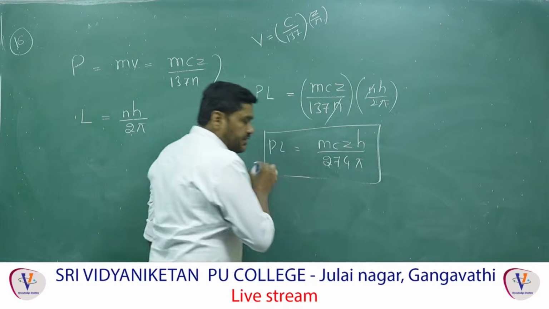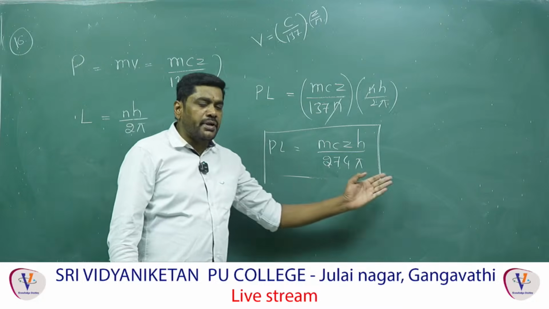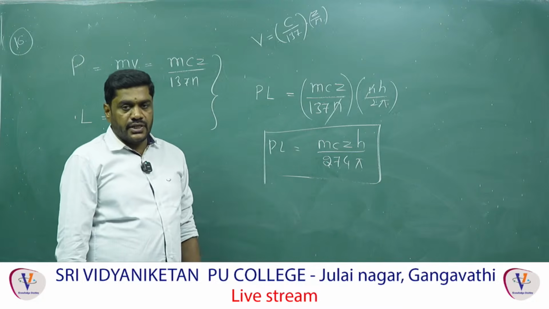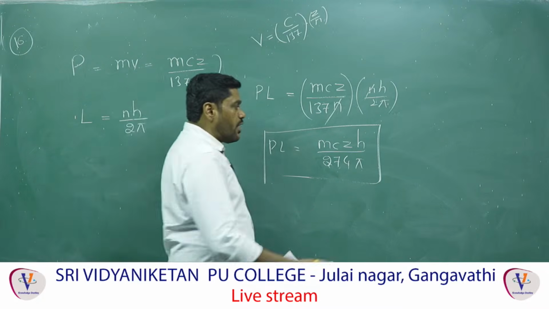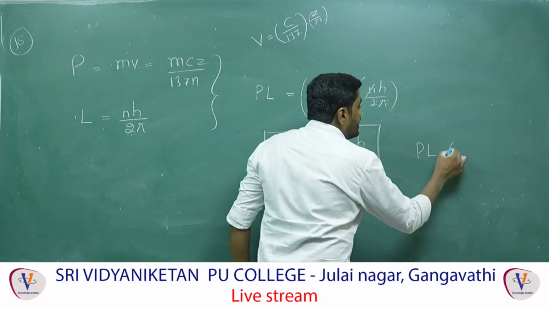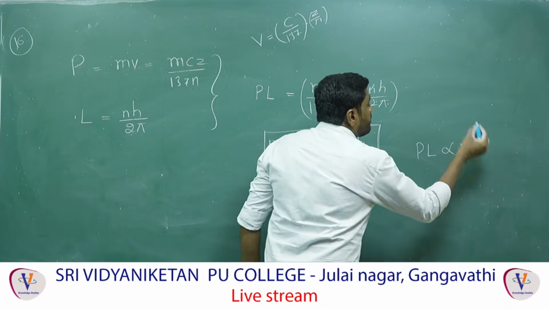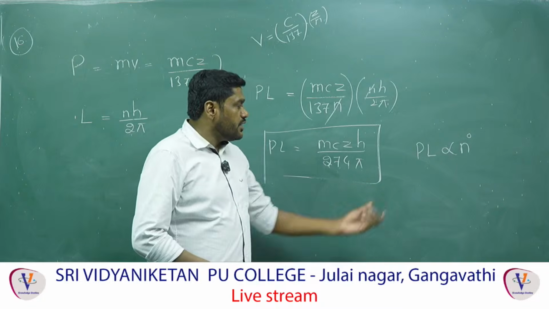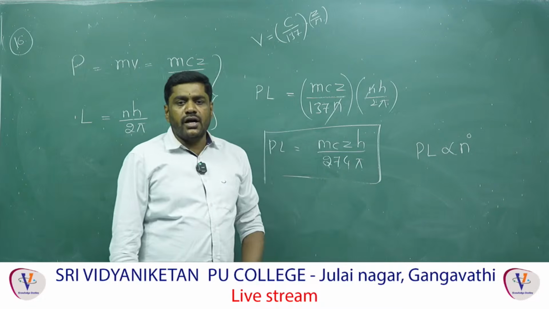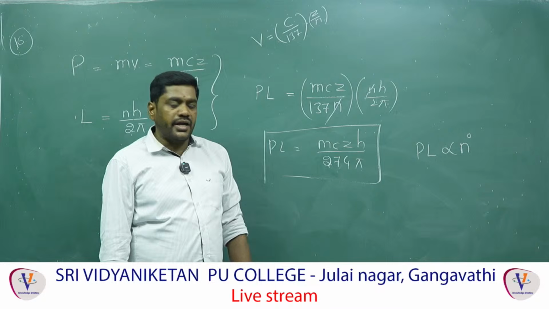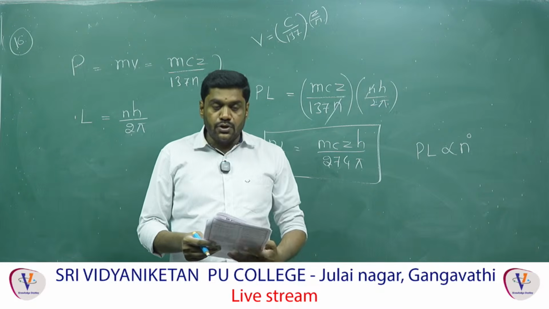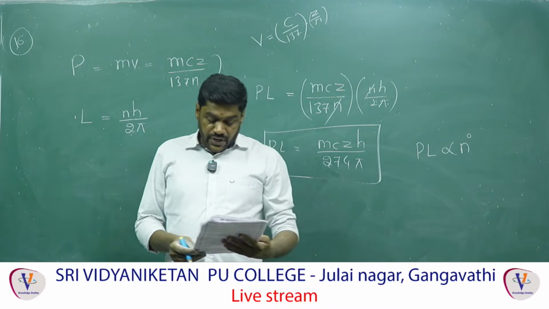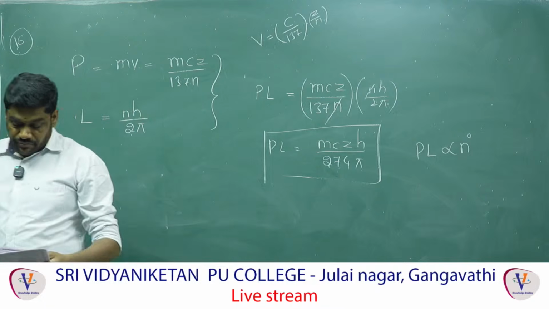In this case, the product is independent of n. It does not depend upon n. Therefore, PL is directly proportional to n power 0. So it does not depend upon the n value. Therefore, x is equal to 0 as per that question. Next, the 17th.